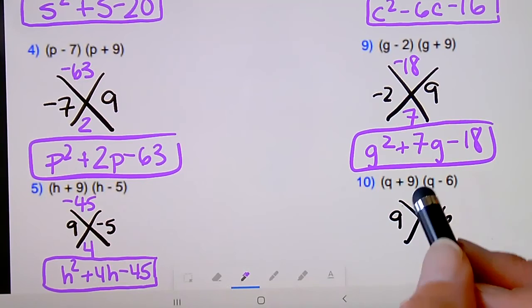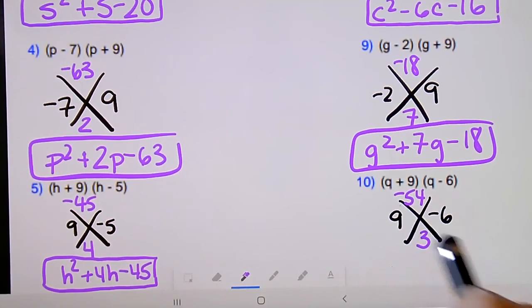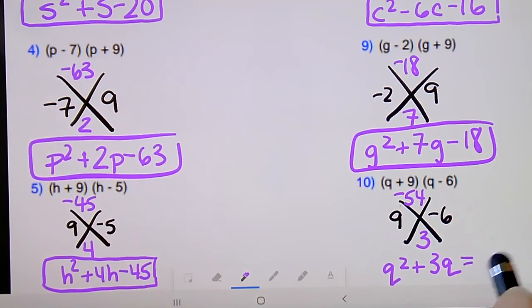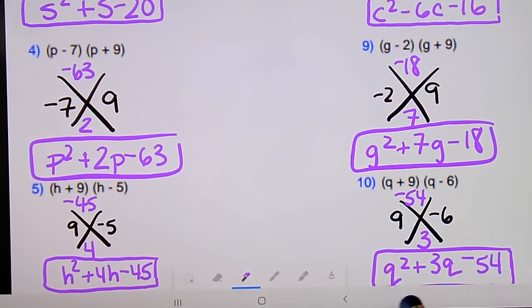And over here, 9 and -6, it's going to be a -54. It's going to add to a 3. So I get q squared plus 3q minus 54. Okay, and so you can submit this plus the diamond, it's all on one, in as classwork.